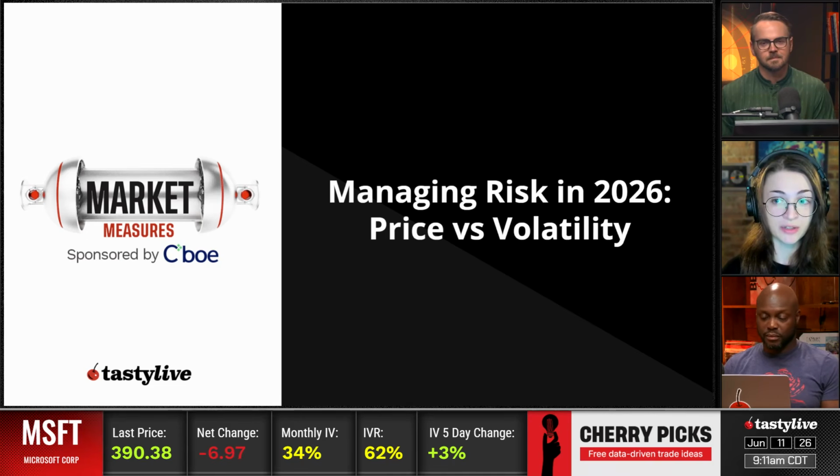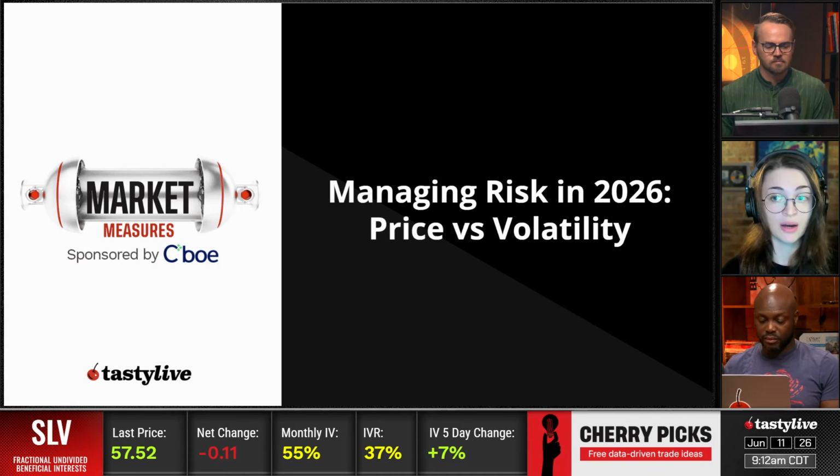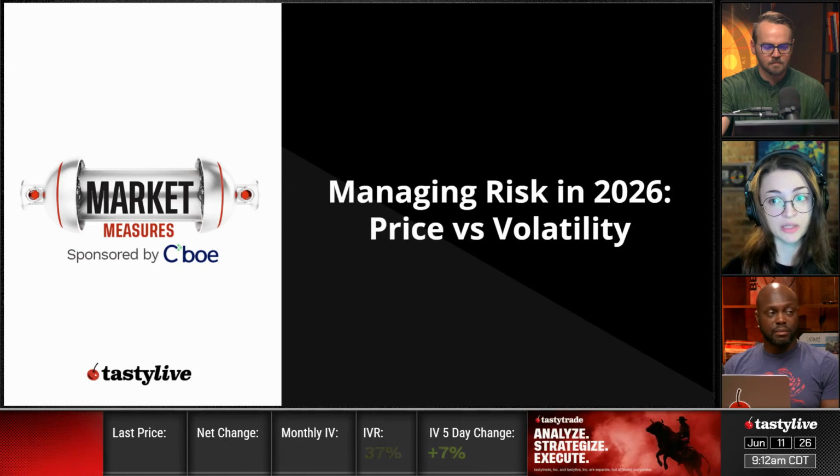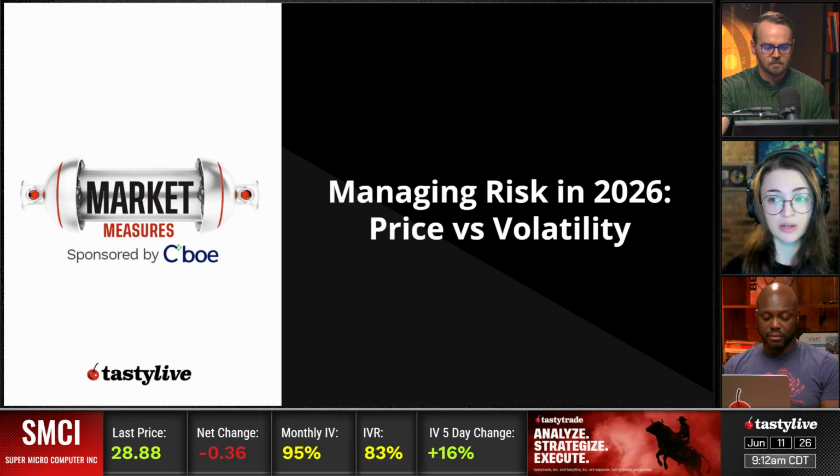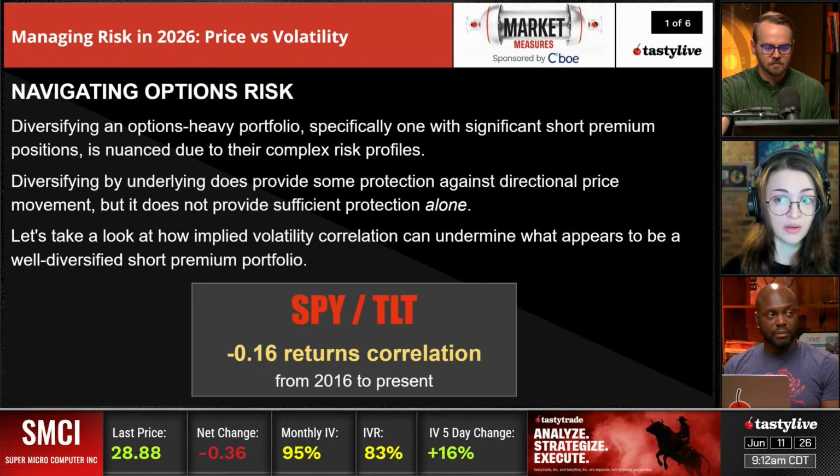So I wanted to talk about the difference between price correlation, returns correlation, and volatility correlation because they're fundamentally different things. Options have very complex risk profiles, and that makes managing a short premium portfolio, especially one that's heavy in short premium positions, much more nuanced than an equities portfolio, for example. So I wanted to talk about why that difference is so important and why protection is something you need to think about a little differently when it comes to these more complex products.